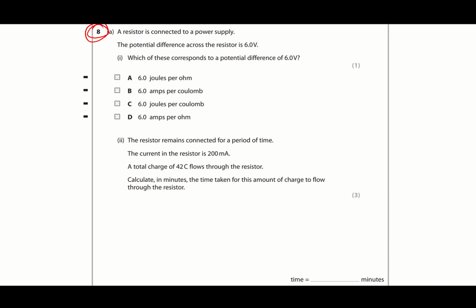We've got a nice basic question here in terms of a resistor connected to a power supply. The potential difference is 6 volts. Which of these corresponds to a potential difference of 6 volts? So this is just checking your definition of potential difference. Because this is a higher tier question, we said it's the push from the cell. We said it's the difference in energy between 2 points of the circuit. So if that was 2 volts and that was 6 volts, the potential difference would be 4 volts.